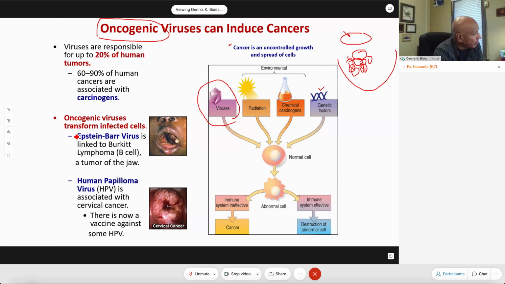One is called the Epstein-Barr virus, all right? You probably heard about infectious mononucleosis. It's also called the kissing disease. You can find this in the saliva. It's pretty stable in the saliva for a while. But again, that's a herpes virus, by the way.